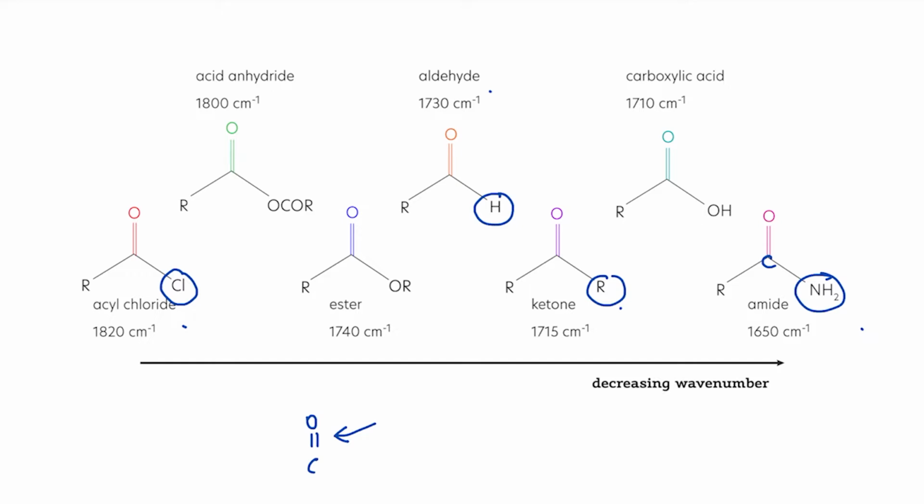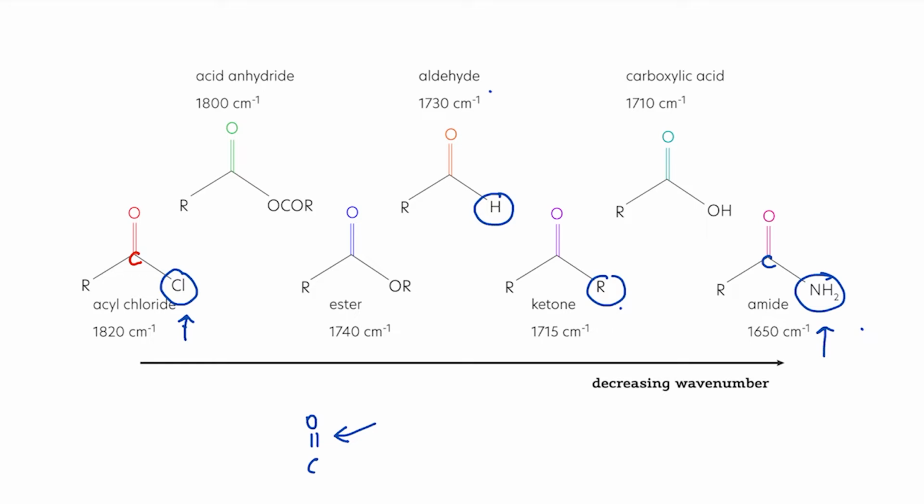Makes a huge difference, 200 centimeters to -1 difference. Now, it's not about electronegativity per se, because we can see here that at one end of the scale we've got chlorine, and at the other end of the scale we've got nitrogen, and both chlorine and nitrogen have very similar electronegativities. This is actually about whether these R groups, i.e. the ones bonded to the carbon atom of the carbonyl group, are electron donating or electron withdrawing. And this is basically a balance between the inductive and conjugative effects of these groups.